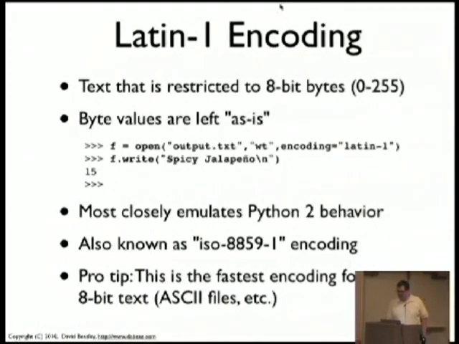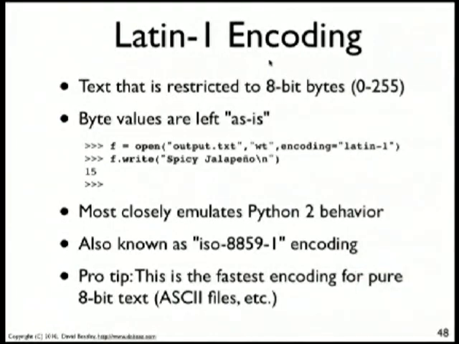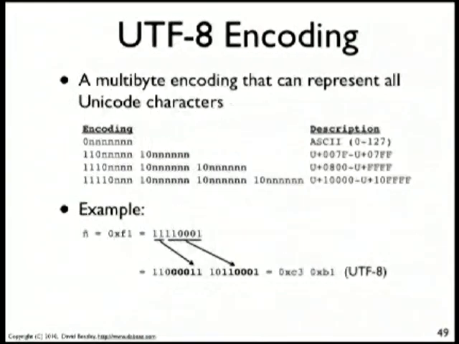A Latin-1 encoding is essentially just 8-bit bytes. It turns out that the values will come in unmodified. So if you just read a file in this Latin-1 encoding, it is probably the closest to what you get in Python 2. It'll just read the byte values and translate them into Unicode characters with the same byte values. One little tip on this: it's actually the fastest encoding in Python 3, because it doesn't really do anything other than convert bytes into a larger value.